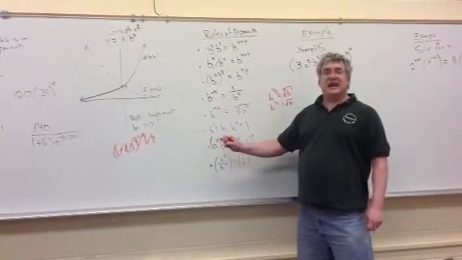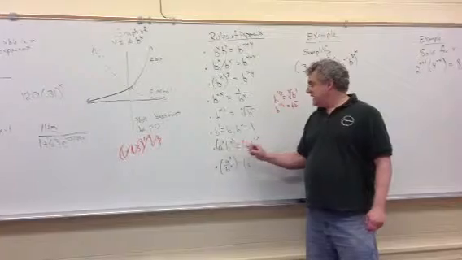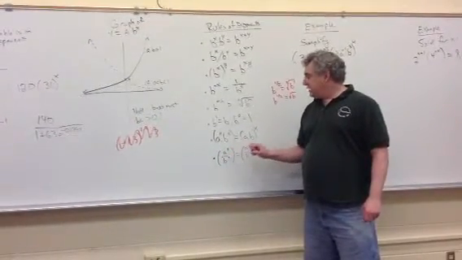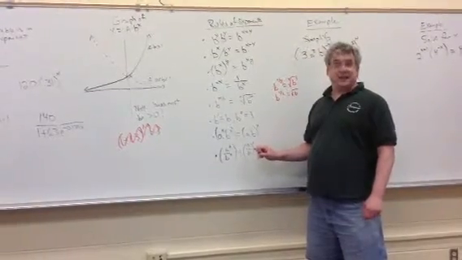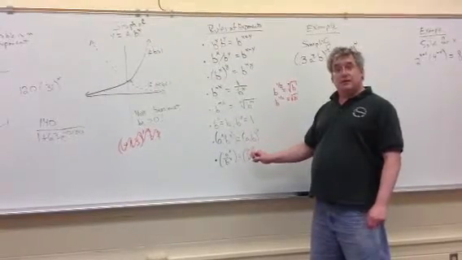And then 2 rules that have to do with multiple bases. a to the x times b to the x is ab to the x. a to the x over b to the x would be a over b to the x. I'm sorry, a over b to the x. I said that wrong. But these are the only 2 rules that combine powers.